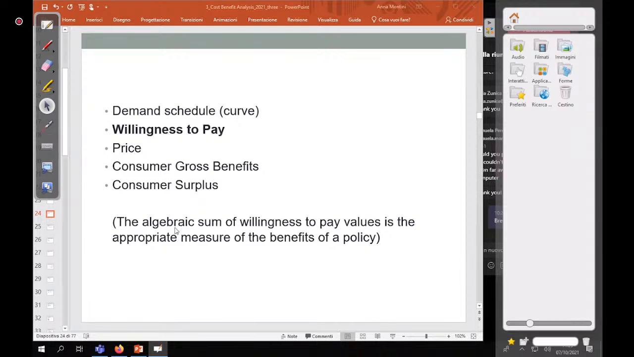So, the algebraic sum of willingness to pay values is the appropriate measure of the benefits of a policy. If I consider a policy and if I ask people about their willingness to pay, then I can sum all the willingness to pay. Some of the individuals can have negative willingness to pay because they don't like the policy. Okay? But if the algebraic sum will give me a positive value, it means that the total willingness to pay can be considered as positive.